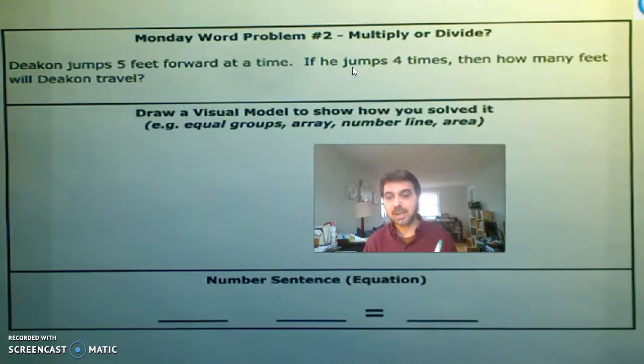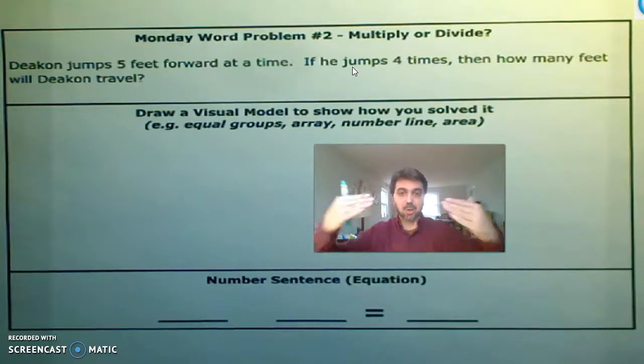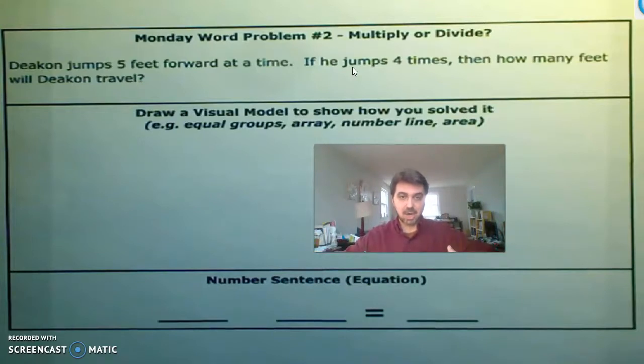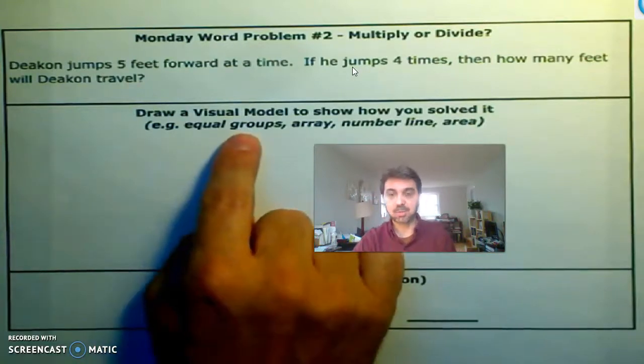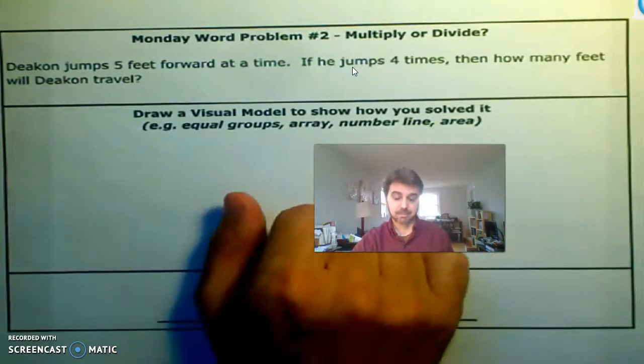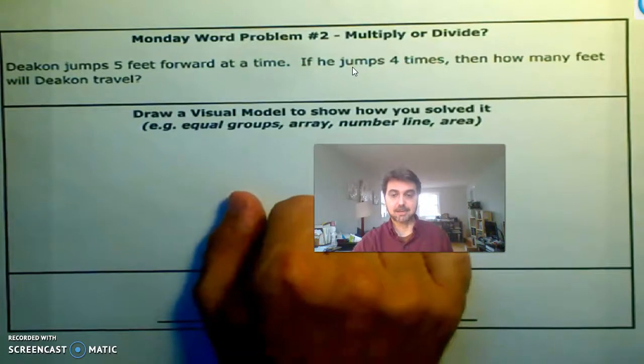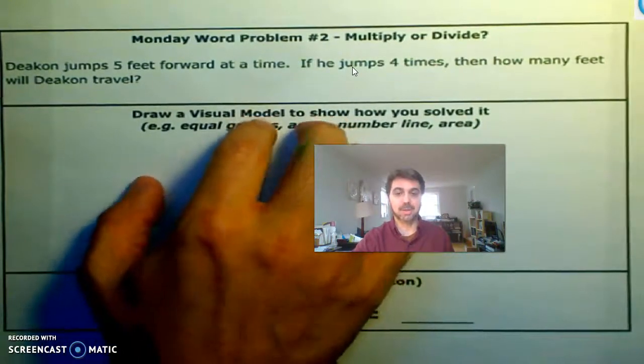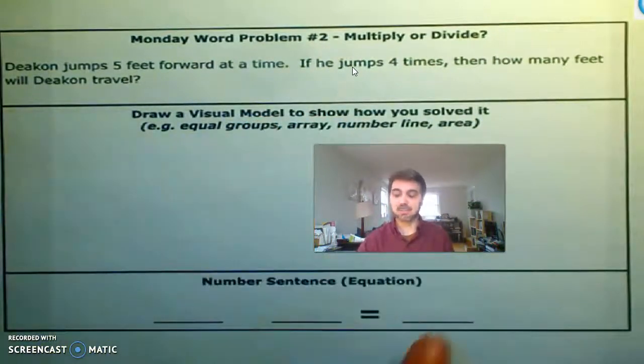So I'm going to give you a hint on this one. I think the number line would be perfect for it because you could show hops, literally, right? Like he's hopping 5 feet at a time, 4 times. So that's what I would do. But if you would rather use equal groups or an array or area model, that's fine too. But you need to show some drawing to help you understand it, and then your number sentence.